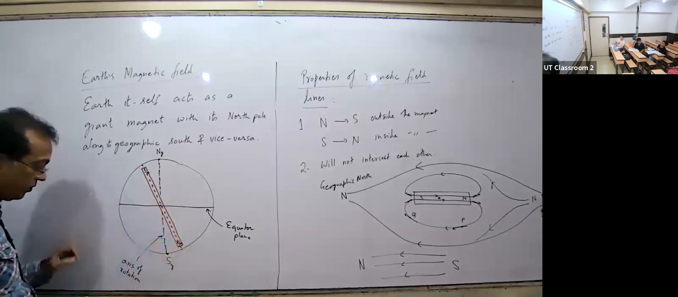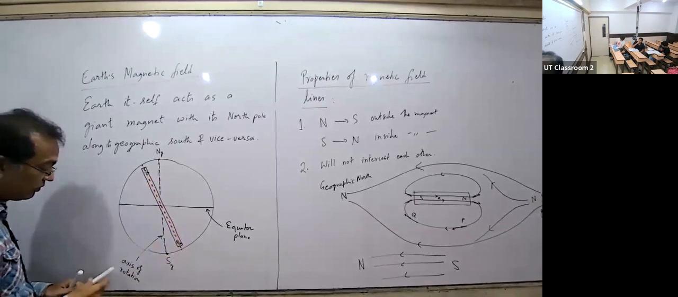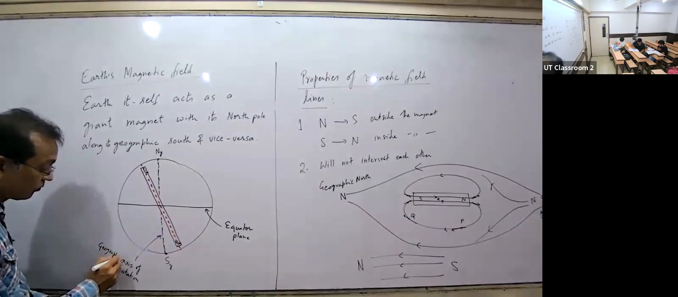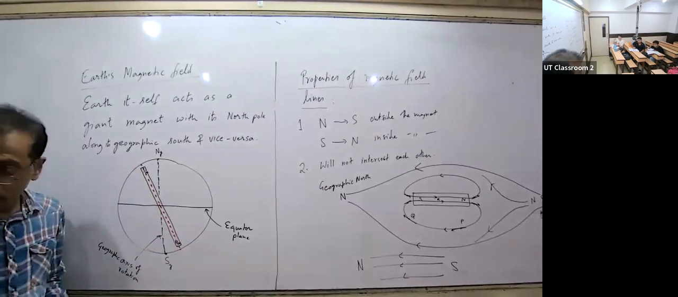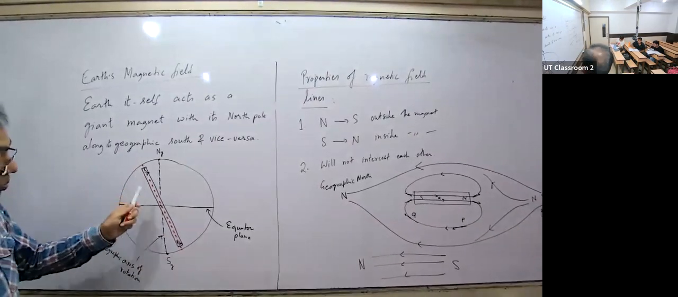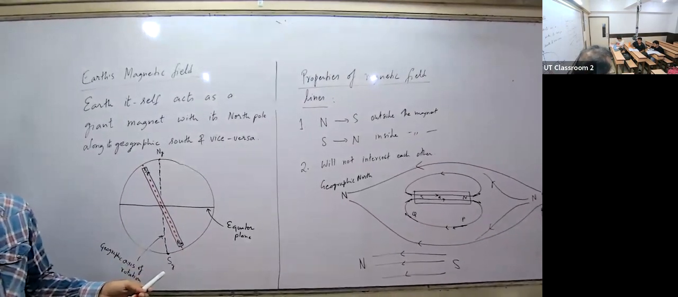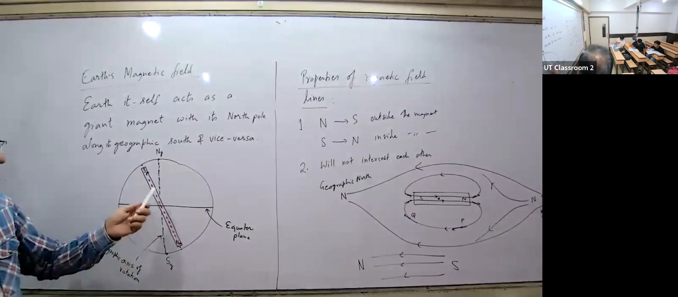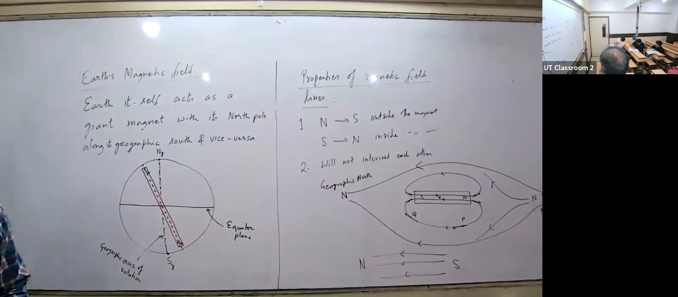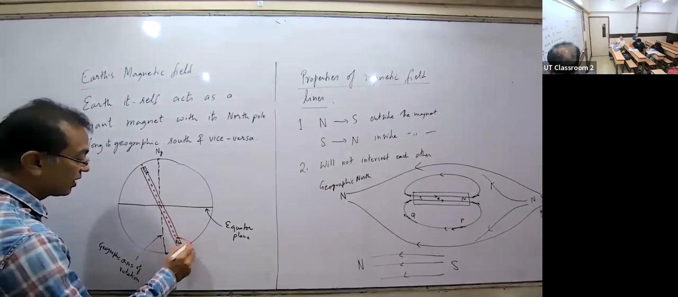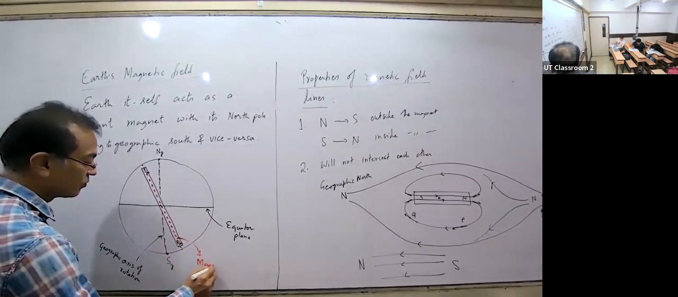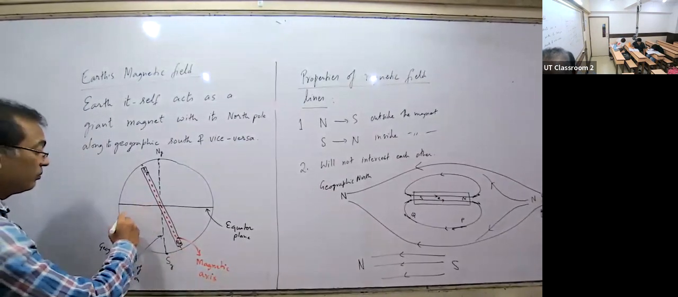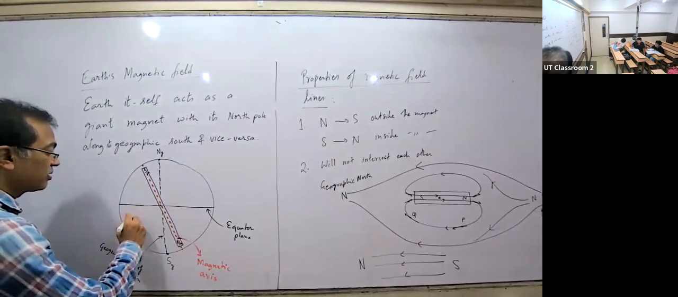What is this line? This is geographic axis of rotation. Geographic. Then what is this red line? Red line is joining both the poles. So what is it? It's magnetic axis. Line which joins both the poles is called magnetic axis. Okay. So this is Earth's magnetic axis. So then the line perpendicular to Earth's magnetic axis will be its magnetic equator.